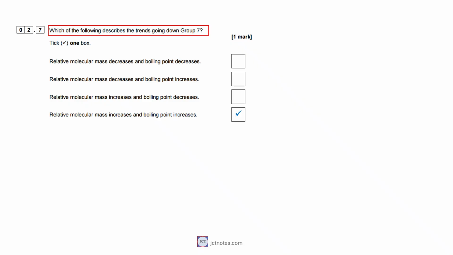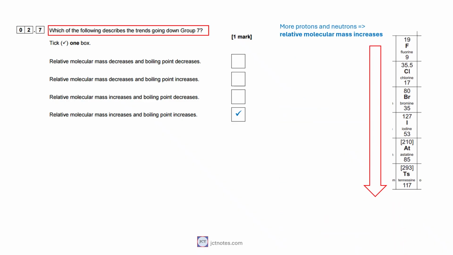Here is why. First, as you go down group 7, the atoms gain more protons and neutrons, which means their relative molecular mass increases. At the same time, they also gain more electron shells. Having more electrons means the intermolecular forces between the molecules, known as van der Waals forces, become much stronger. More energy is needed to break these forces, which is why the boiling point increases as well.